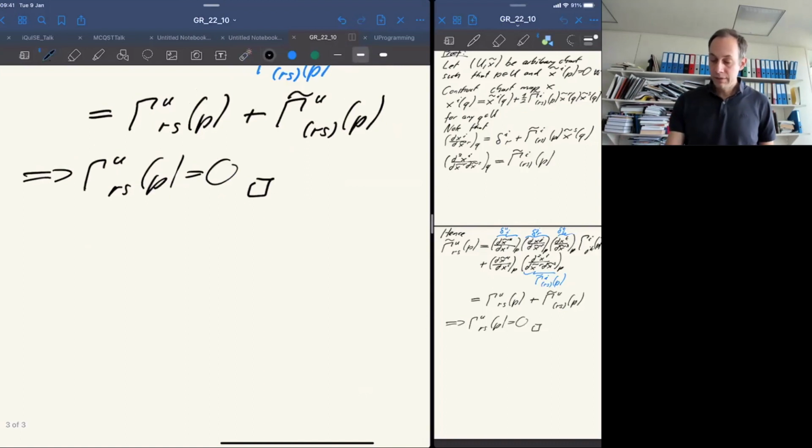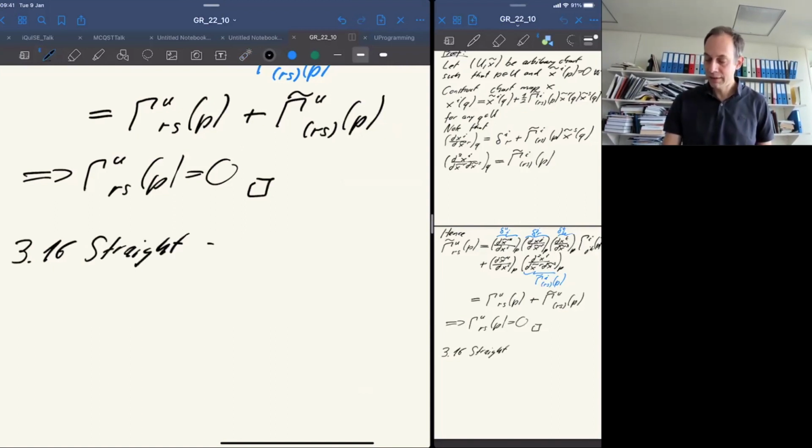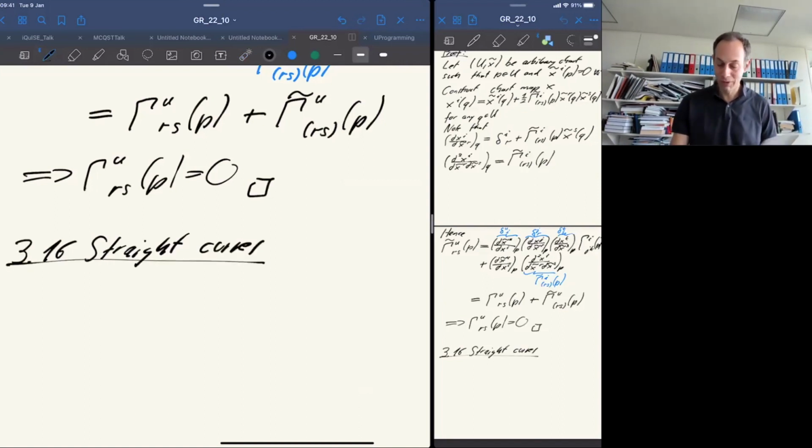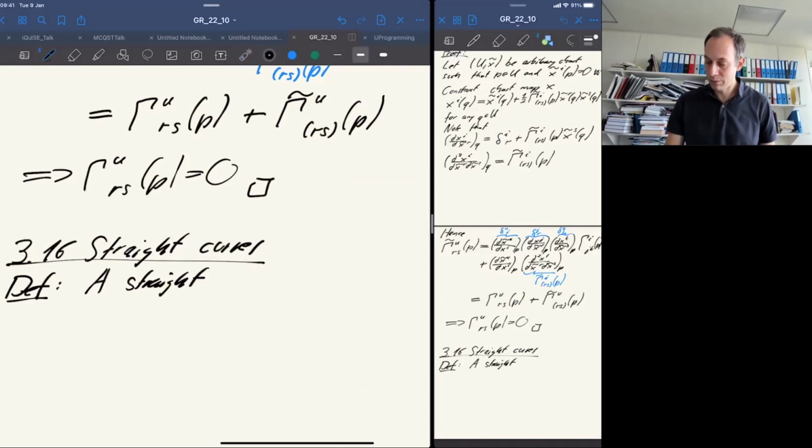Okay, let me now immediately continue with something that is not directly related to that, but we will immediately later relate it. And this is the notion of straight curves. This is an extremely small section. It's essentially just consisting of a definition. A straight curve, you have probably already seen it, but I just wanted now to really introduce it also formally. Gamma is a curve, of course.